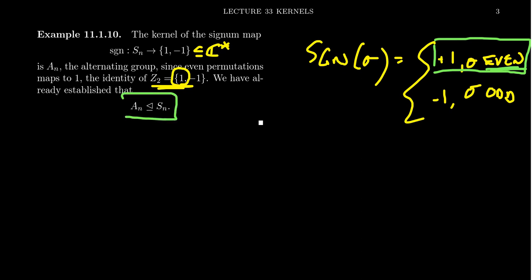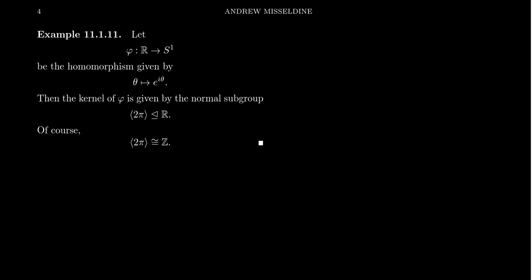And we've seen previously that the alternating group is normal. That's an easy thing to see when you look at the index. The index of the alternating group is 2. But we can also see it as the kernel of the signum homomorphism, so it's also a normal subgroup. Okay, some other examples. I'm just grabbing some homomorphisms we saw in lecture 32 here.